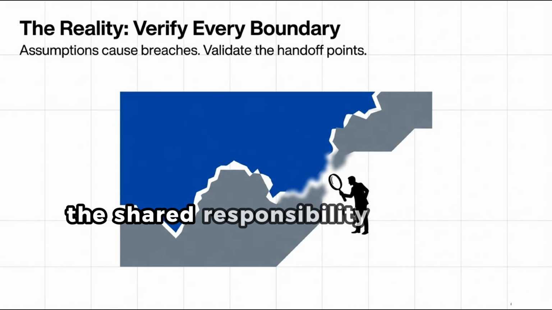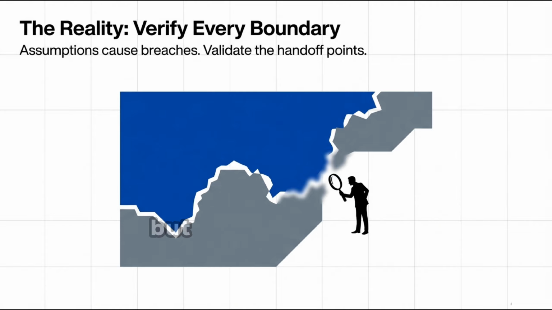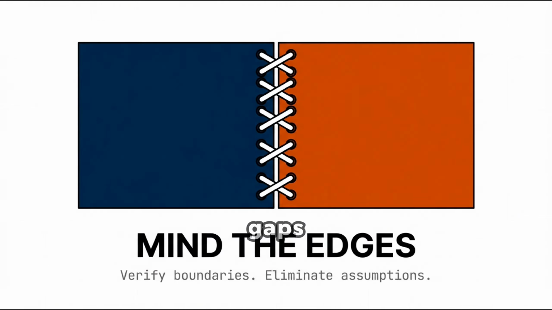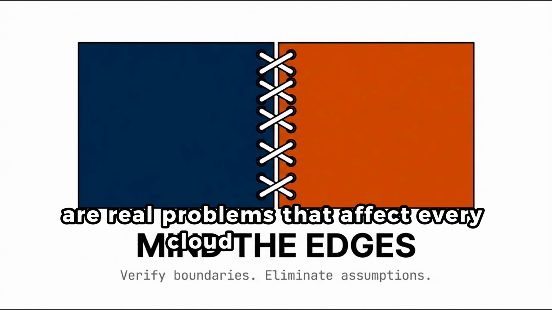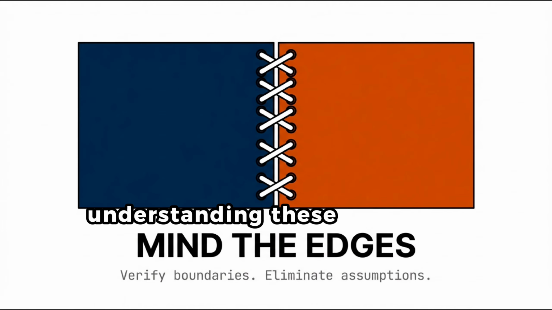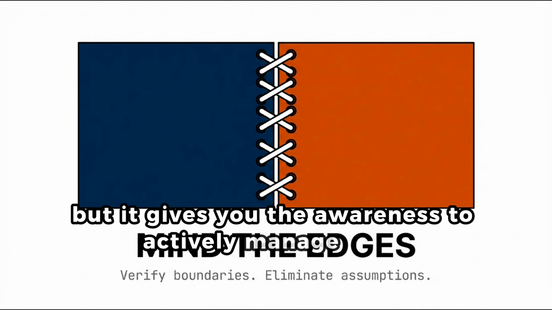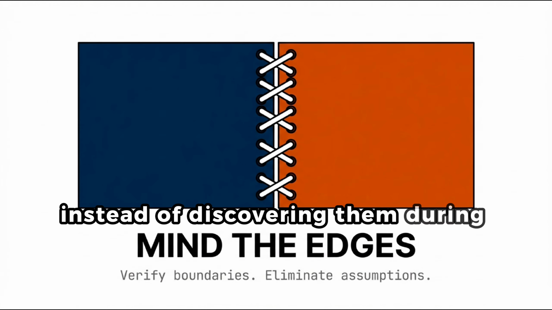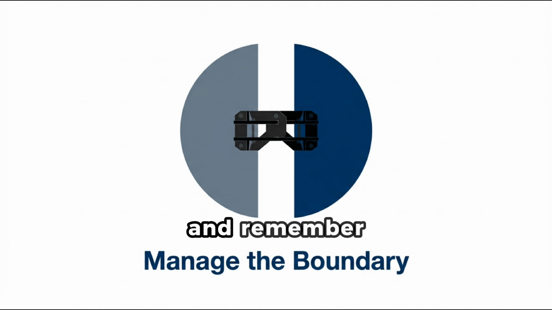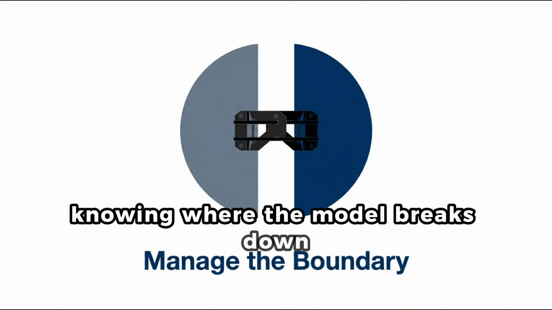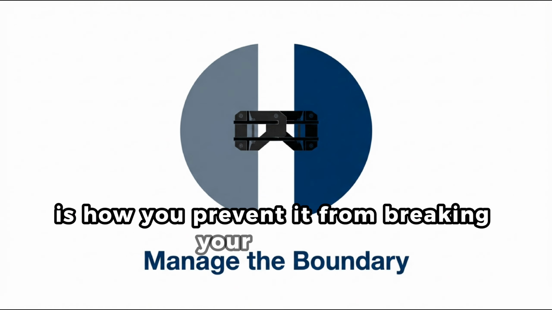The shared responsibility model is powerful, but it's not foolproof. Gaps, overlap, ambiguity, drift, and limits are real problems that affect every cloud deployment. Understanding these problems doesn't eliminate them, but it gives you the awareness to actively manage them instead of discovering them during incidents. And remember, knowing where the model breaks down is how you prevent it from breaking your security.